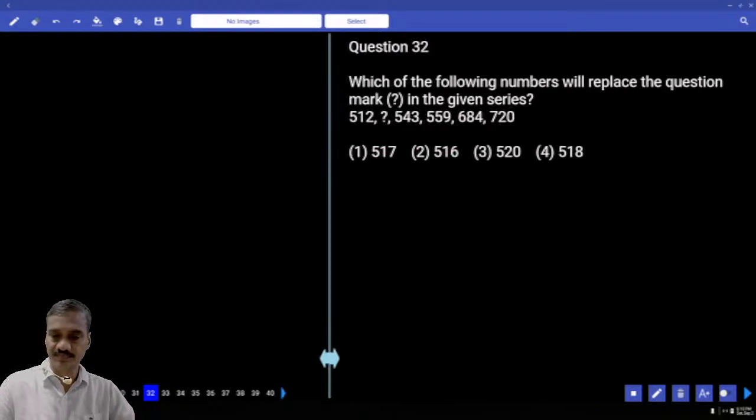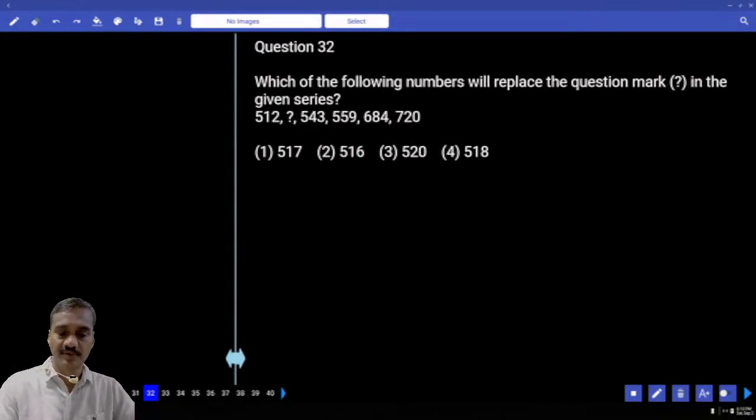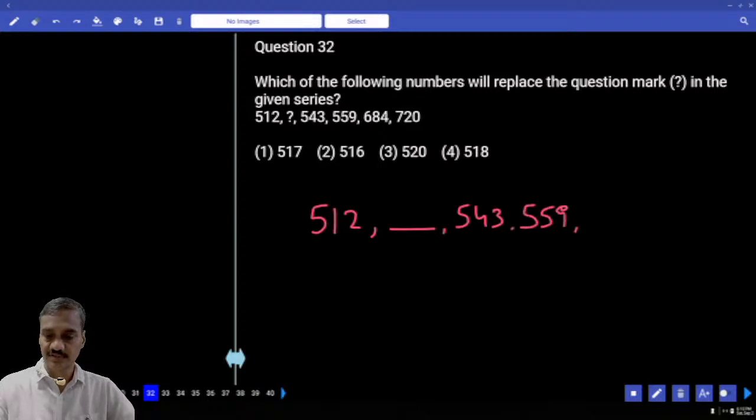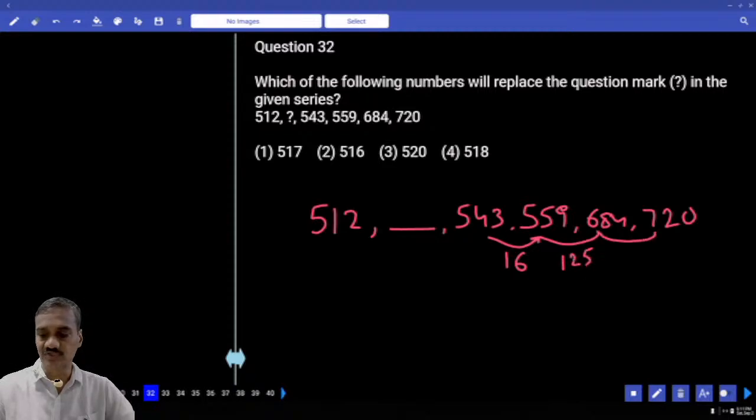Then 32: 512, next one 543, 559, 684, and 720, these are the numbers we have. And 543 and 559, the difference is so much? 16. Now here the difference is so much? 125. And 16, here the difference is so much? 684, 16 plus 20, 36.